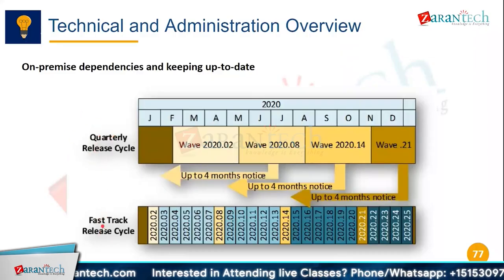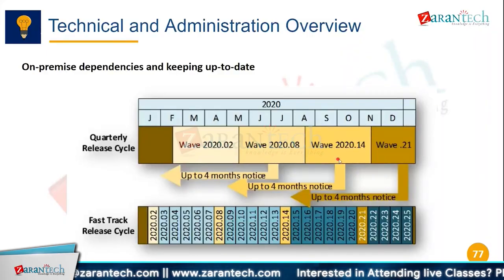Then the fast track update happens every 2 weeks. Since this is cloud software, SAC, every 2 weeks there are new features. If you see here, this is 2020.02. Then we have a new wave every 2 weeks. In addition to that, if you don't want this fast track release cycle, you can have it with 4 months. So the wave update happens with respect to 4 months notice. So wave 2020.02, then 2020.08, then the next wave 14 or 16, then the next wave is 21.